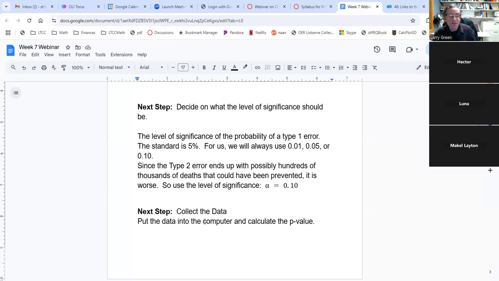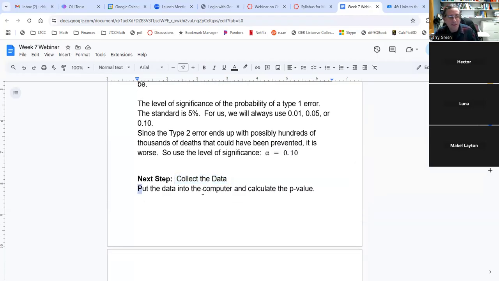Okay, so the next step is to collect the data. We've already talked a lot about this in the first couple weeks of class. You want a good study, and you want to make sure that you have unbiased data as much as possible. You want a sample size large enough that you have good, reliable evidence, all kinds of stuff like that. So you collect the data. The next step is you put the data in your computer and you calculate what's called the p-value.